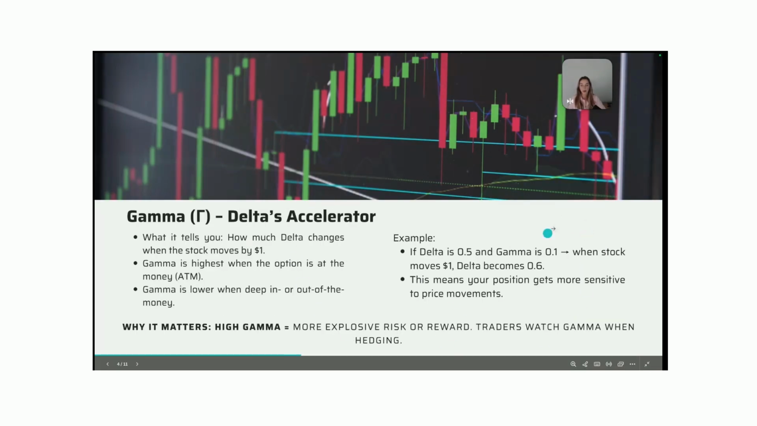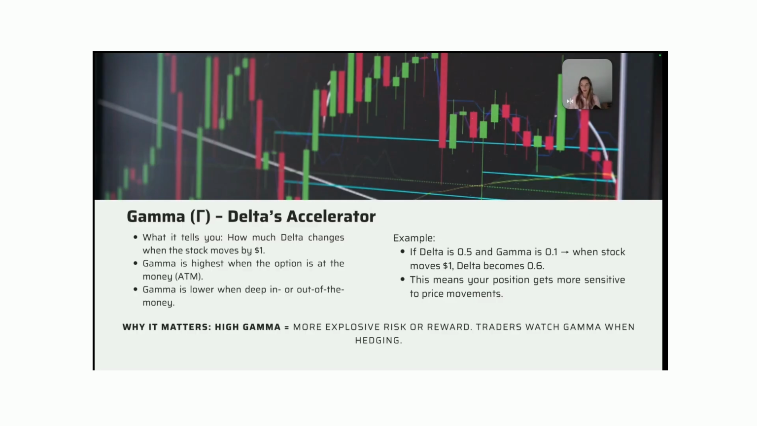So next is going to be gamma, and this is delta's accelerator. What I mean by that is it tells you how much delta changes when the stock moves by $1. Gamma is highest when the option is at the money. That means if you have a strike price at 300 for Tesla calls, and Tesla's sitting at 300, your contracts are at the money. Gamma is lower when deep in or out of the money.